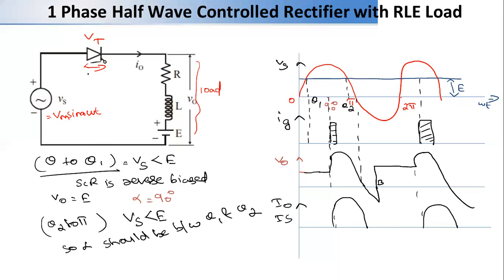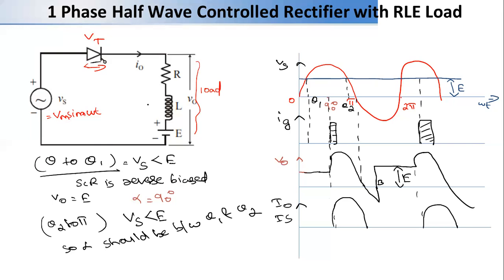Just to summarize, the voltage source is a sinusoidal voltage source and the load will be RLE, so there will be a DC voltage source in the output. Initially when the SCR is off, the output voltage will only be E. After passing the angle theta, that is the case when the source voltage is greater than E, that is when we actually get it forward biased.